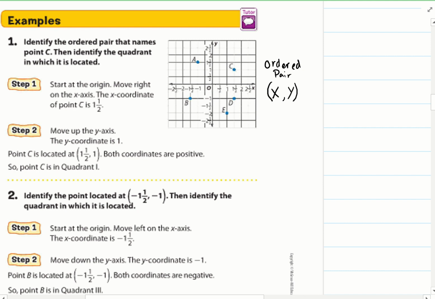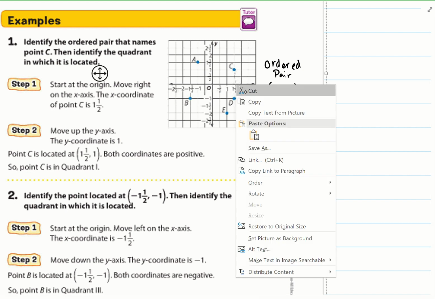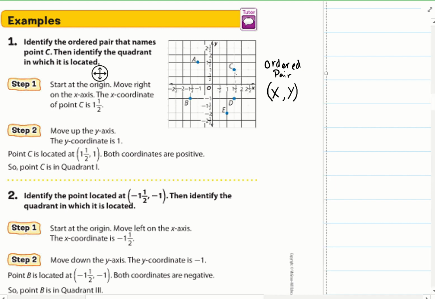So at my start, I always start with my x. So I have to find where my c is on my x coordinate. So my x is going to be at 1.5. That's how it is going to be for c.